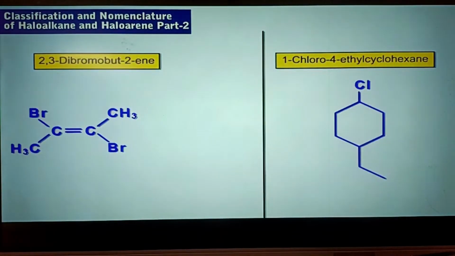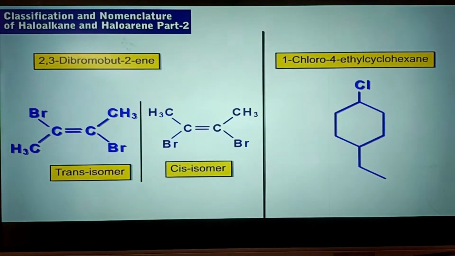Now let us draw the formulae for the compounds as shown here. The illustration on the left gives the trans isomer of 2,3-dibromobut-2-ene. Shown here is the cis isomer of 2,3-dibromobut-2-ene.